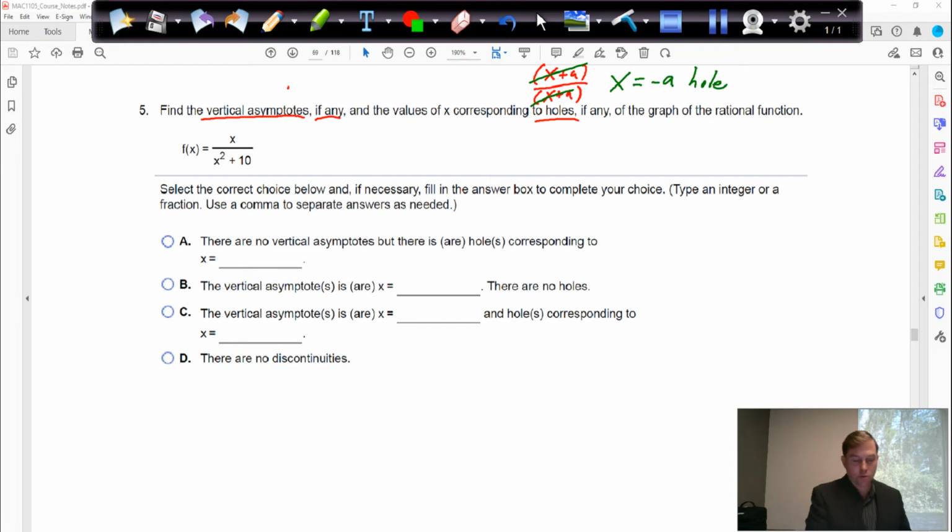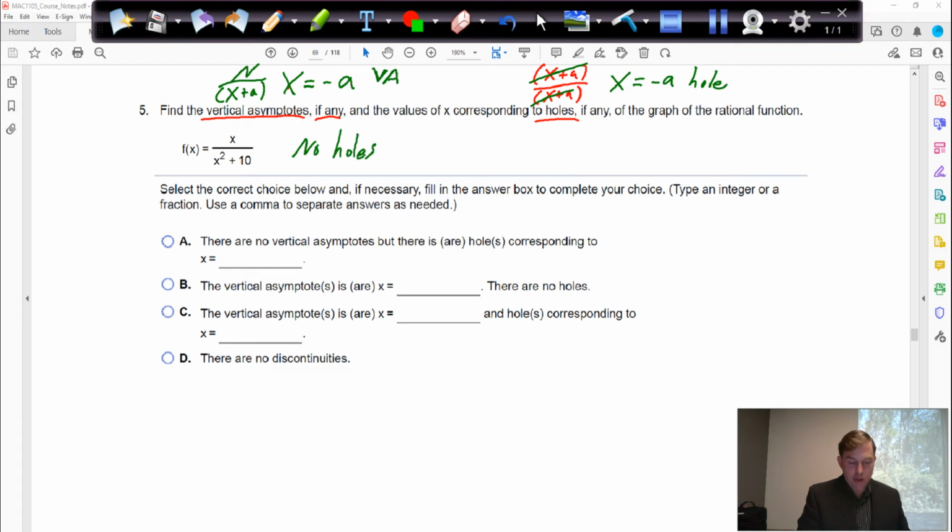An asymptote is when I have some numerator over x plus a. So the asymptote would be x at negative a. So there's no cancellation there, so it's an asymptote instead of a hole. And I'll use VA to abbreviate vertical asymptote. Okay, so if we look at this problem, there is nothing that can cancel, so we can't have a hole. So nothing cancels, so no holes.